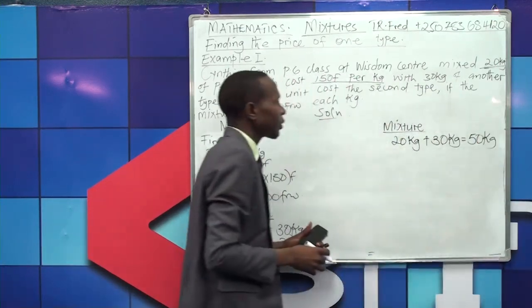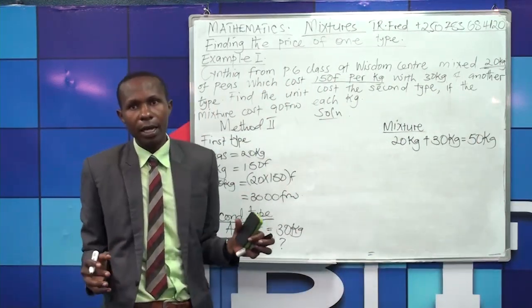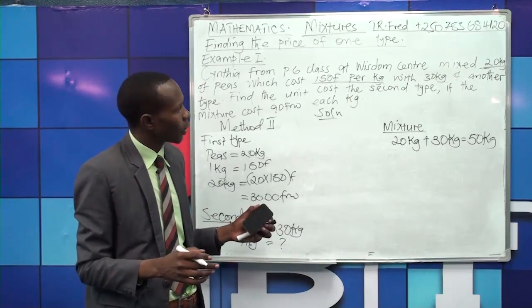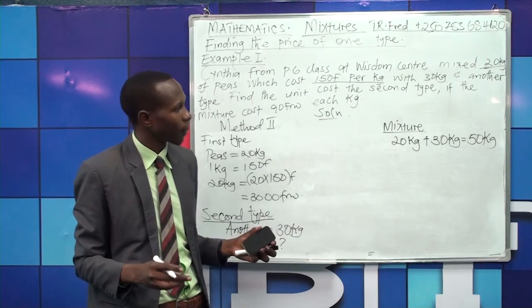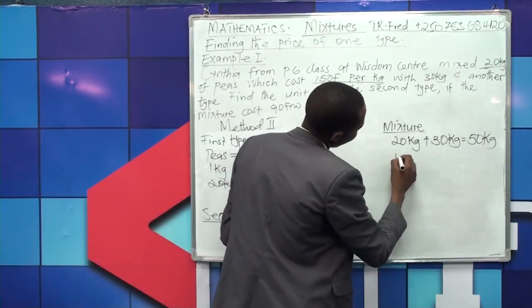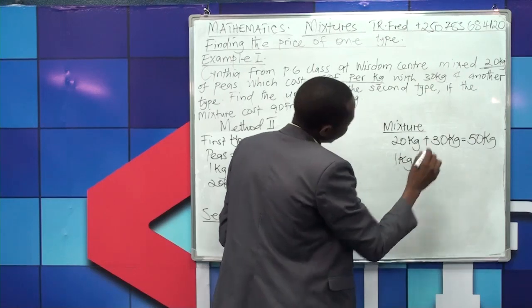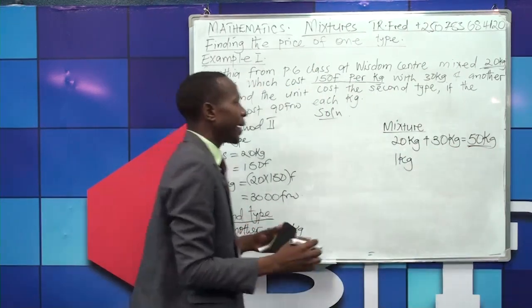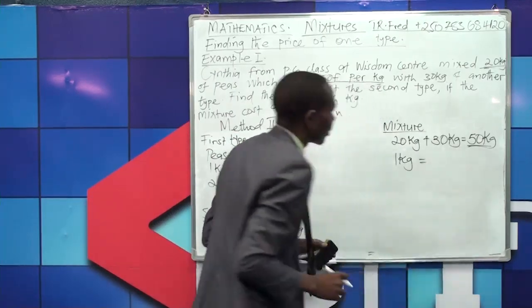So the whole mixture was weighing 50 kilograms. But from there still, we shall say 1 kilogram of a mixture. We know now the mixture has 50 kilograms. But how much is 1 kilogram of the mixture? We need to know that.